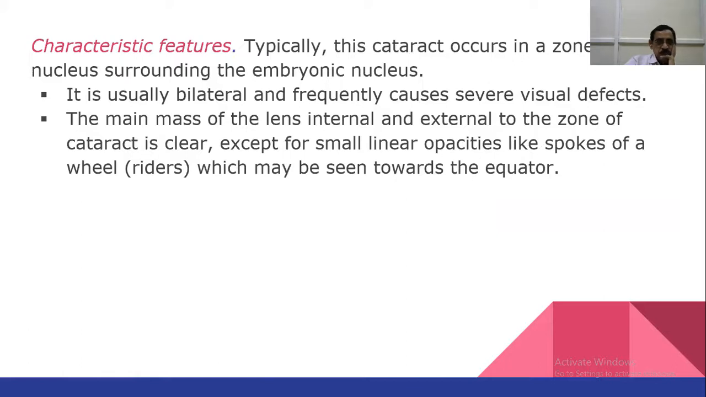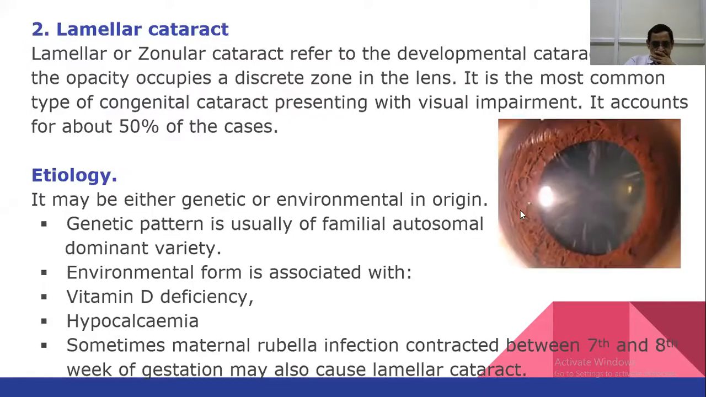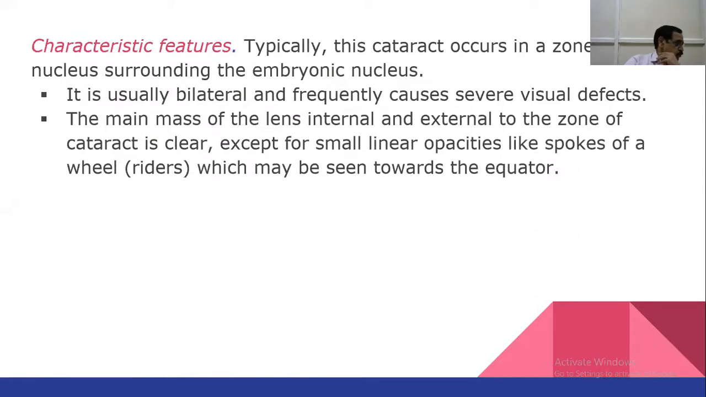Characteristic features. Typically, this cataract occurs in the zone of the nucleus surrounding the embryo. It is usually bilateral and frequently causes severe visual defects. The main mass of the lens, which is internal and external to the zone of cataract, is clear, except for small linear opacities like spokes of a wheel, which are called riders, which may be seen towards the equator. We can see the diagram here. The opacity is arranged like the spokes of a bicycle.